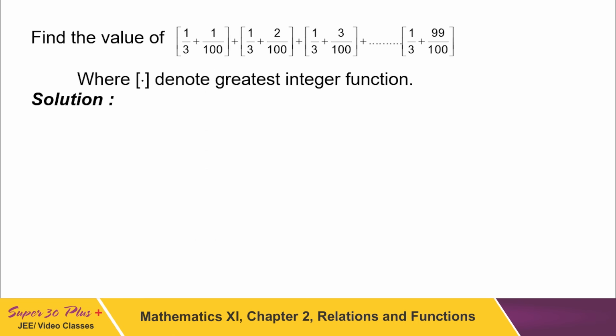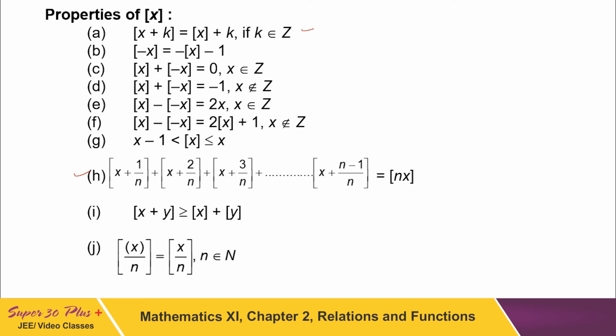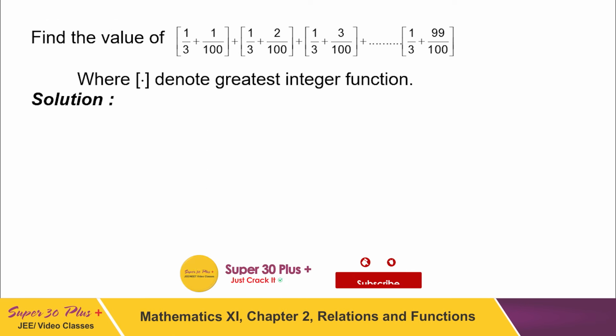Here is an example. Find the value of the greatest integer of 1 upon 3 plus 1 upon 100, and so on, up to the greatest integer of 1 upon 3 plus 99 upon 100. If we check the previous property, n is 100 and x is 1 upon 3.